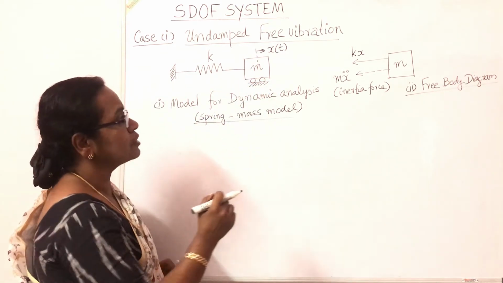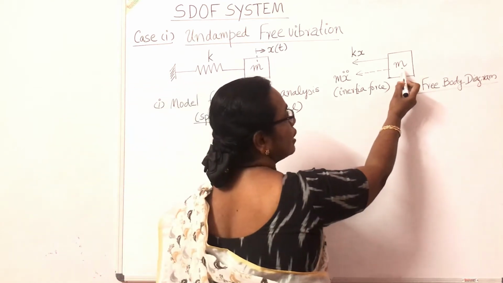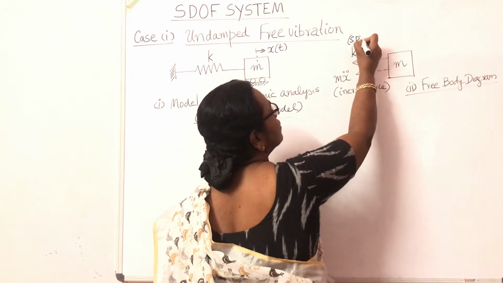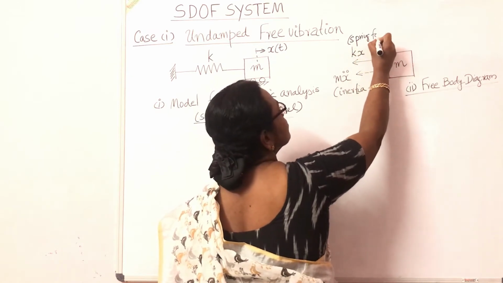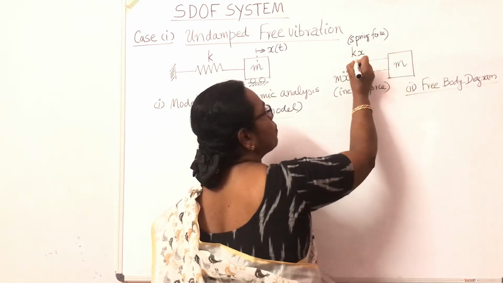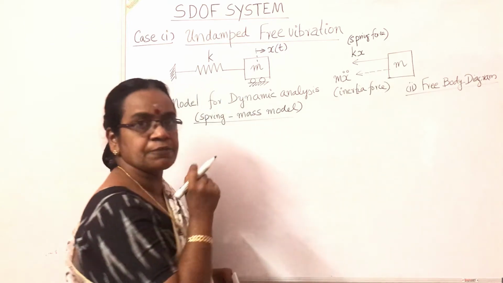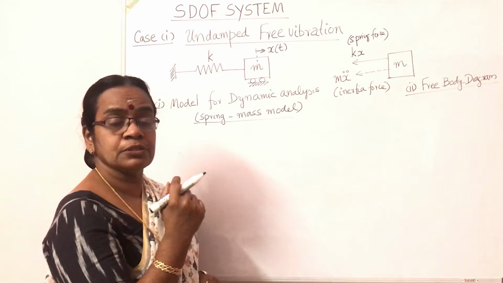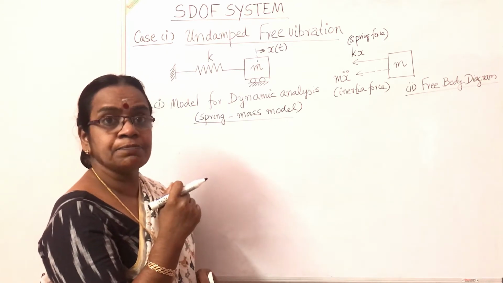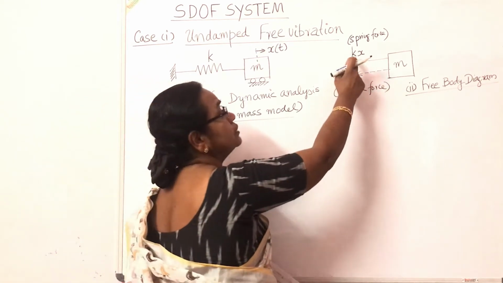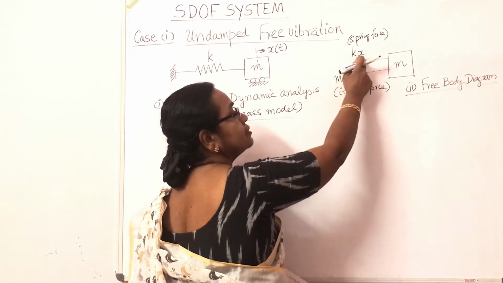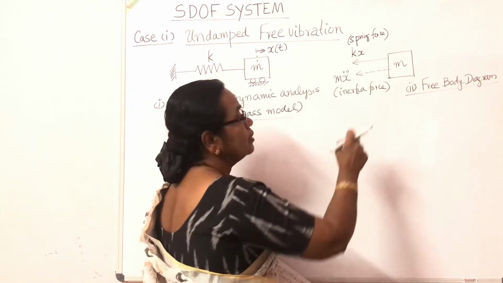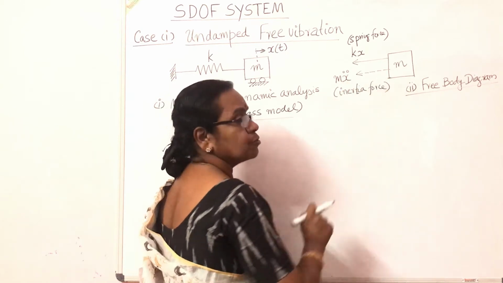Now considering the forces acting on this mass, the mass m is subjected to the spring force or the resistive force, which is proportional to the stiffness of the spring, and it is proportional to the displacement of the system. k is a constant, spring constant, and x is the displacement of the system. So kx represents the spring force, and we apply the inertia force.